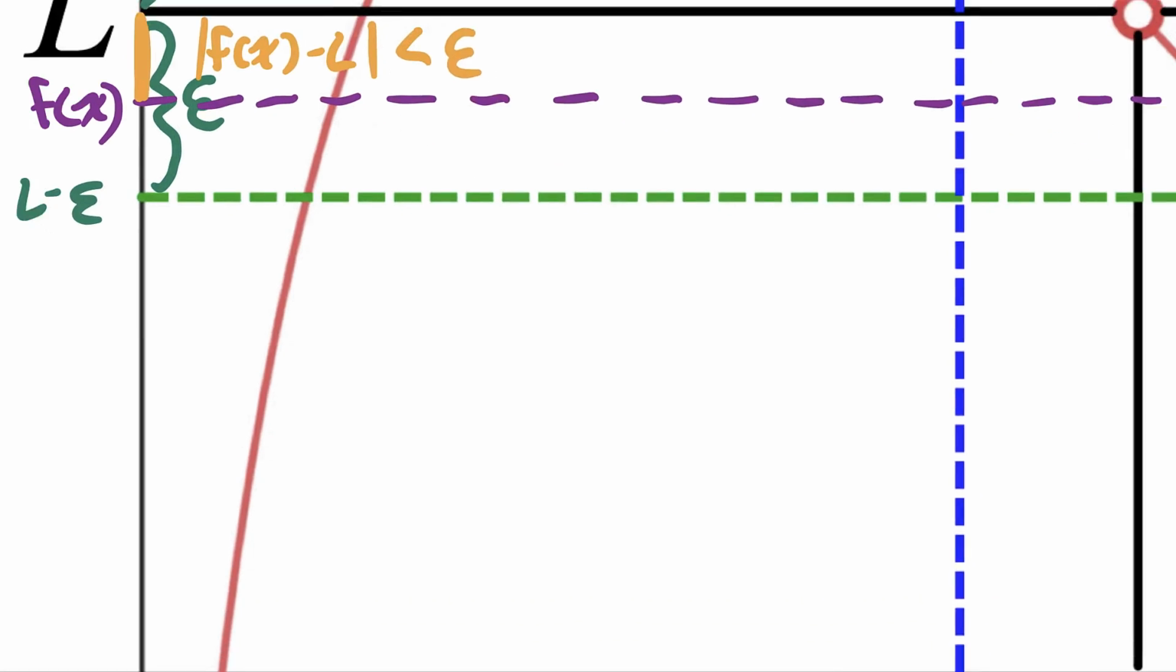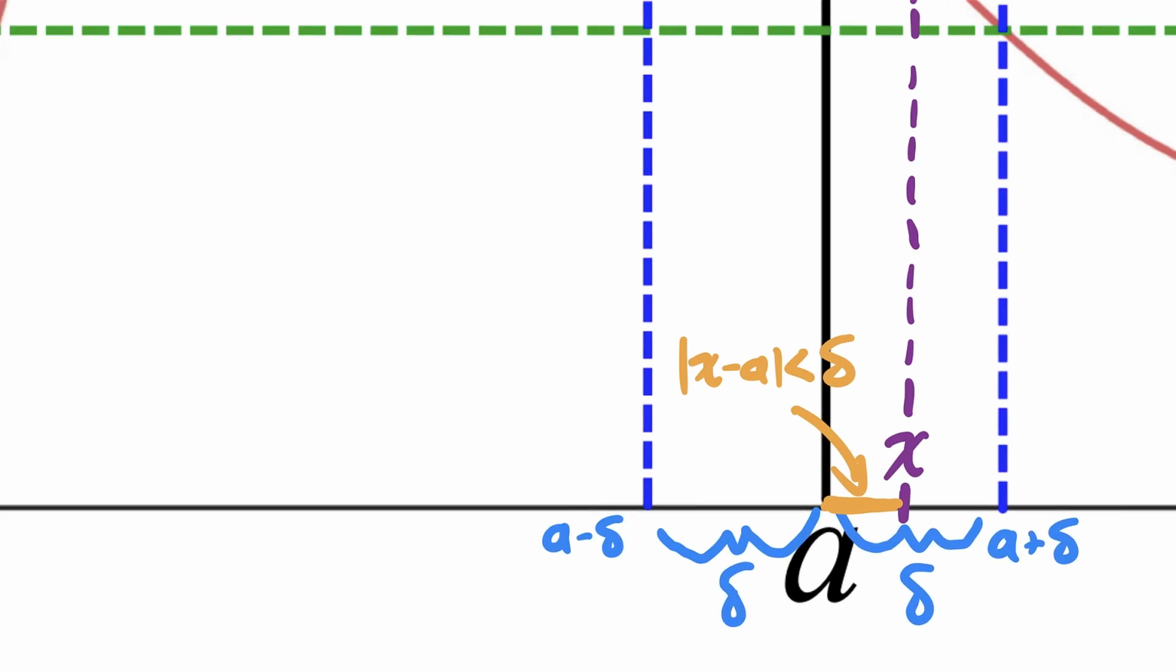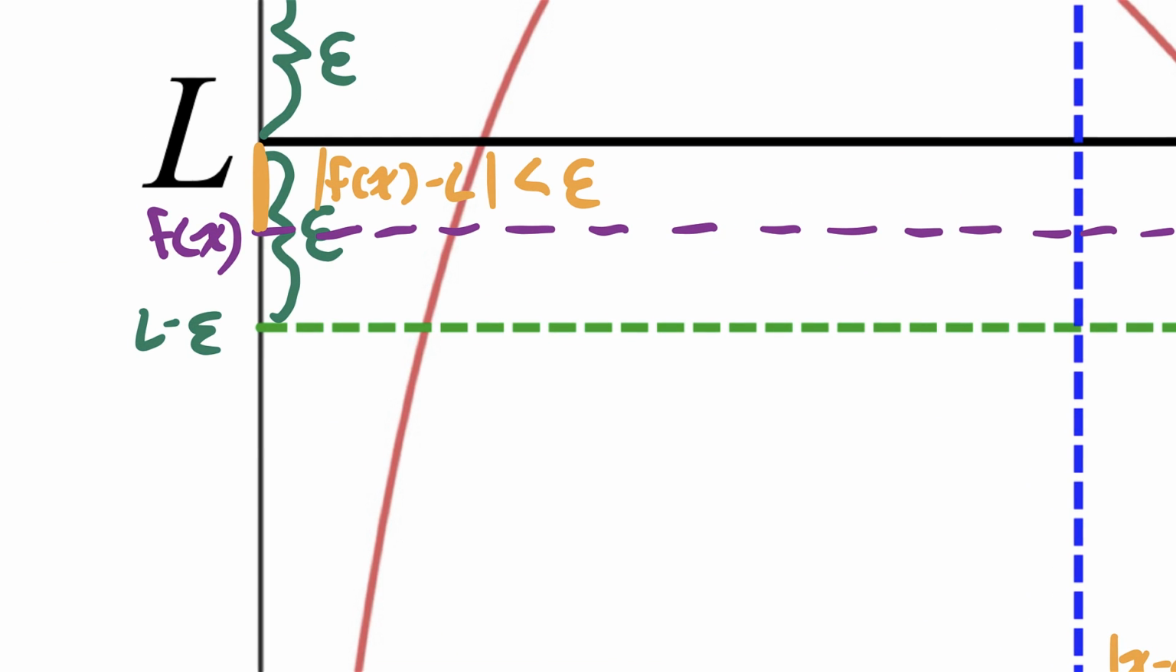And that's because the x value I chose is within delta of a. This right here, that's the distance between x and a. And notice that distance is less than delta. So as long as I pick an x value that is within delta of a, it guarantees that the value of the function is within epsilon of L.